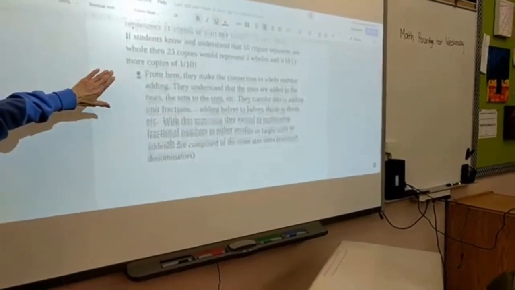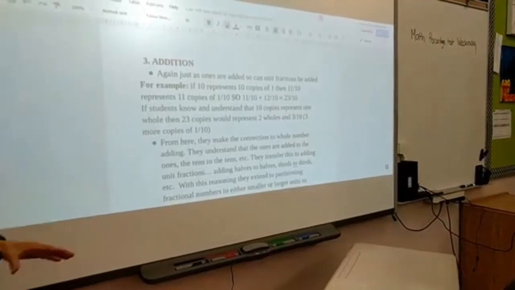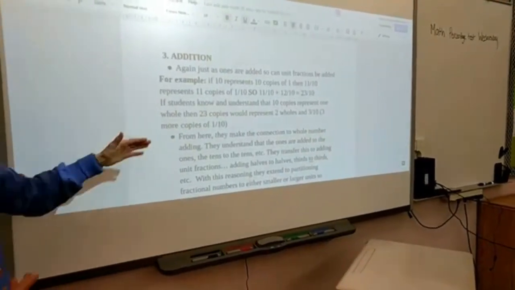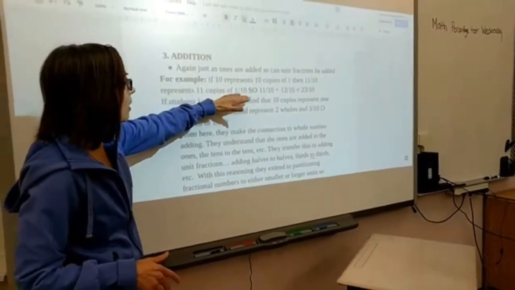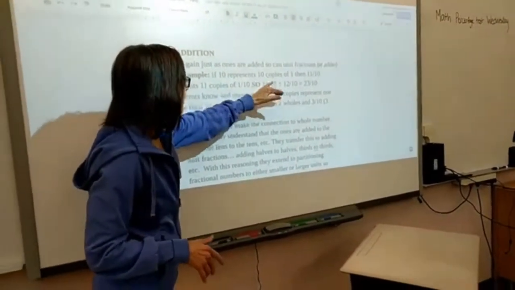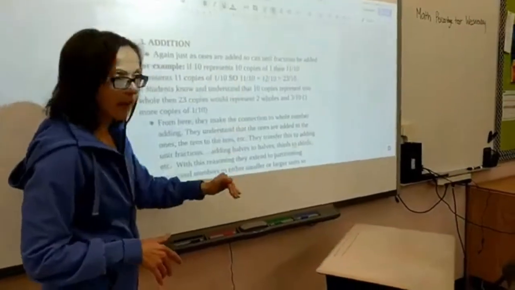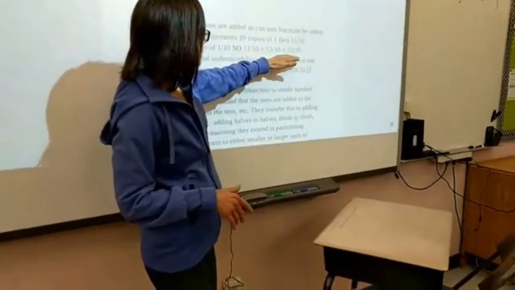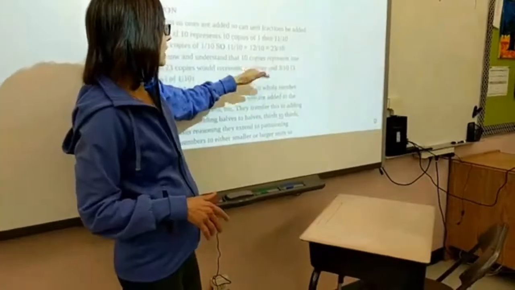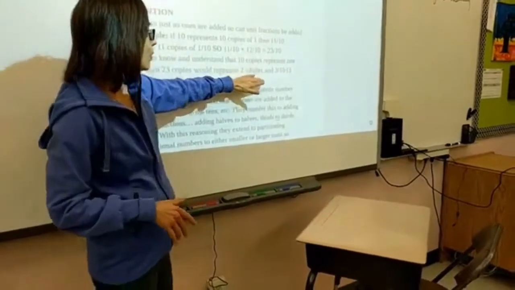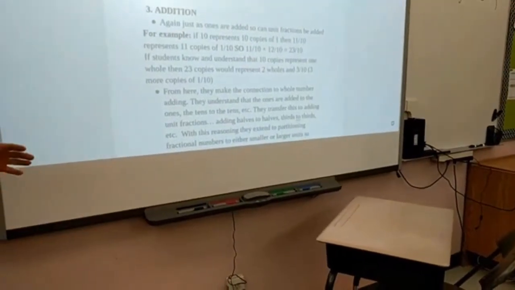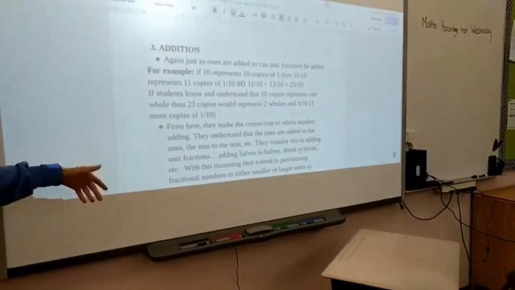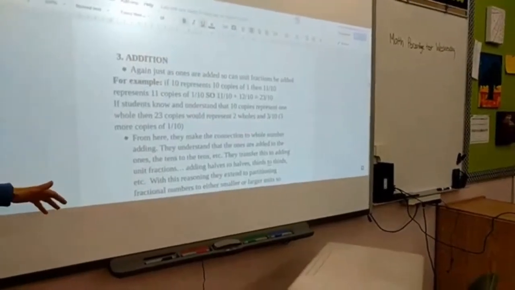Then they get into addition. But again, if they don't understand addition with whole numbers, they're not going to understand addition with fractional units. They have to understand that 11/10 is 11 copies of 1/10. So in 12/10 you get 23/10. But if we know 10/10 make a whole, then they know that becomes 2 wholes and 3/10. But they have to understand what that whole is made from.